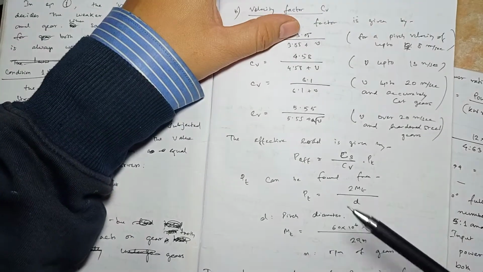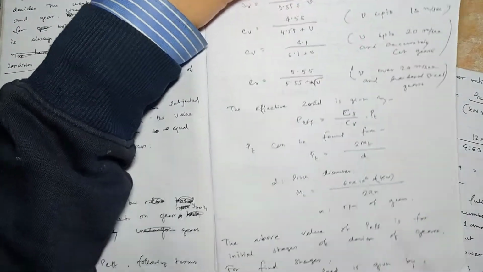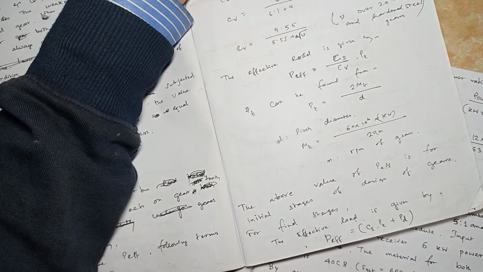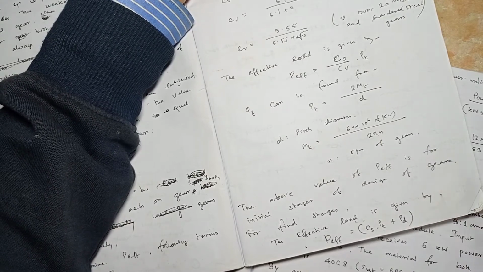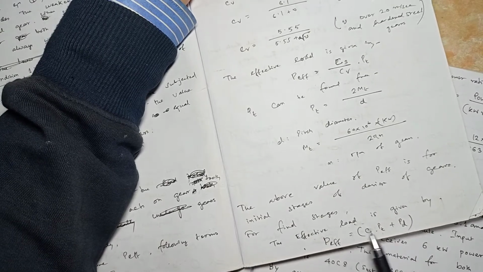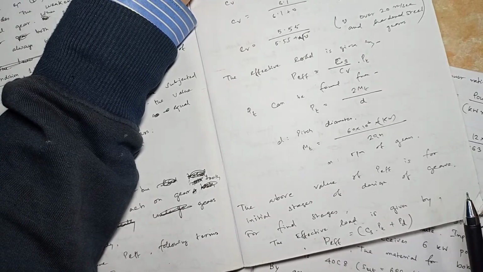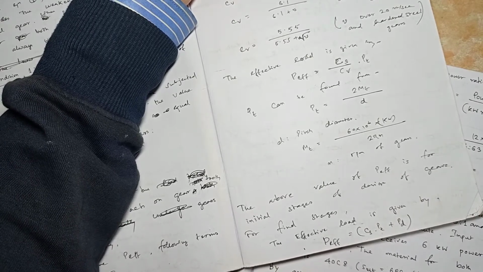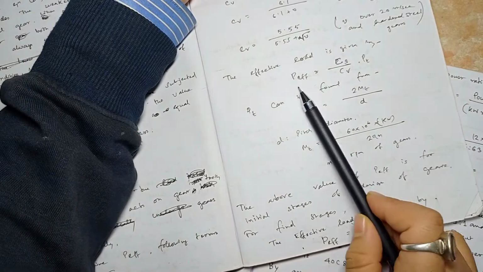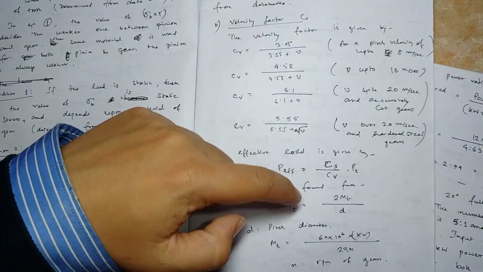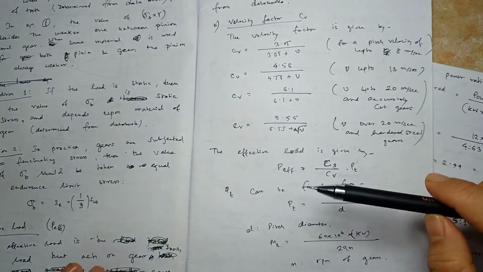If it is not given in your question, that no information is given about the accuracy of grade 3, 4, 5, 6, 7, 8, 9, something like that, then no need to do this extra calculation of p effective and all. But if it is given, then you have to do this, according to the accuracy given. So effective load is this one, right? Otherwise you have to do up to this only. Now this is for effective load.